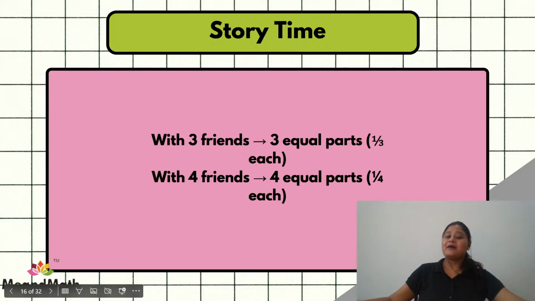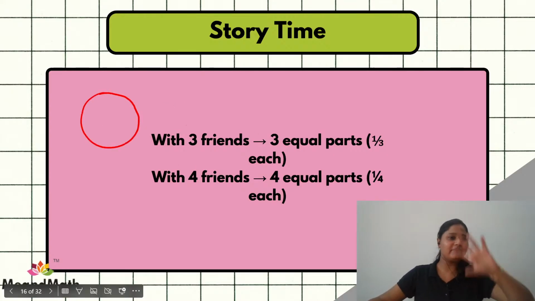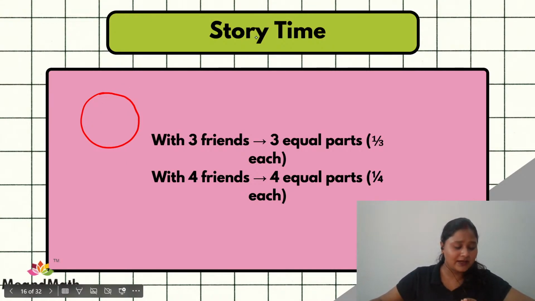Yes. So whenever children, there is a whole. And whole matlab full, pura. And we divide it into equal parts. This whole can be a cake, a pizza, a cookie, paper, anything. Okay? And the condition is that we have to divide it into what? Equal parts. We always cut the things in such a way that it gets divided into equal parts.